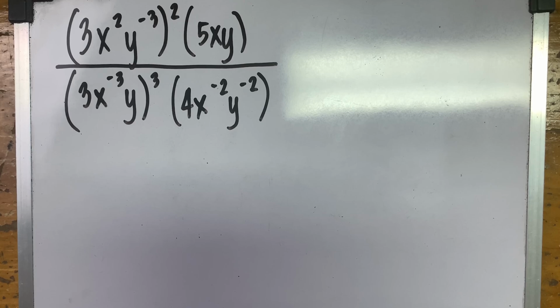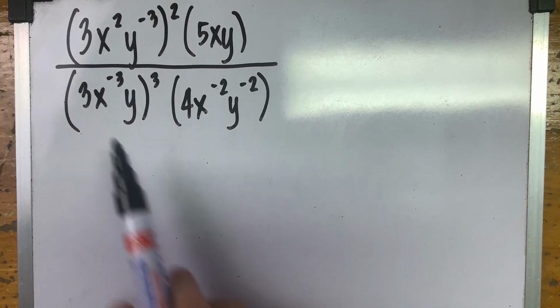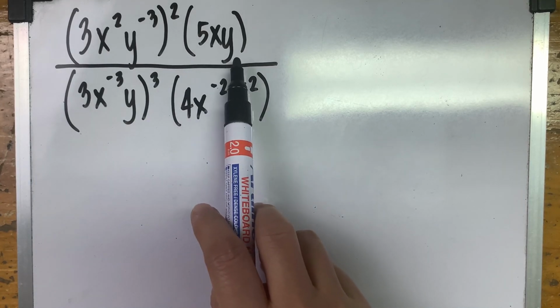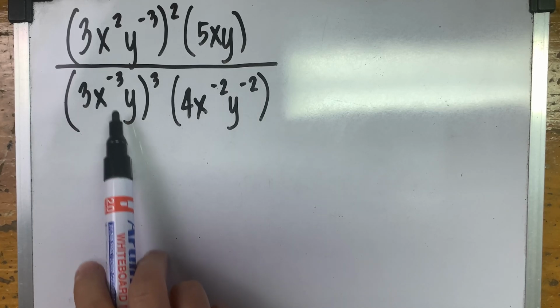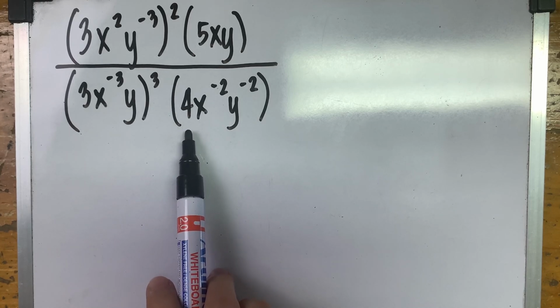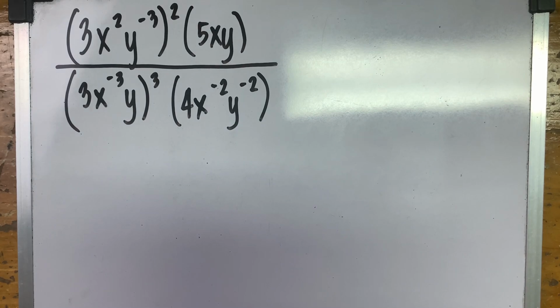Okay, for our next example, we have the quantity of 3x squared y negative 3, this one raised to 2, and then multiply by 5xy divided by the quantity of 3x negative 3y, all of this raised to 3, multiply by 4x negative 2 and y negative 2. Okay, so paano gagawin natin dito?